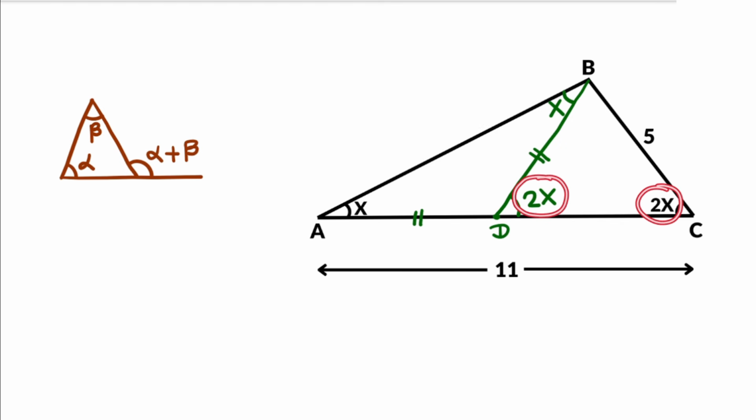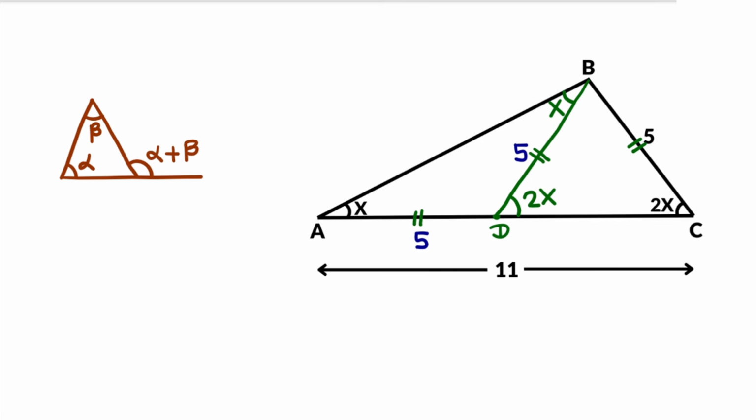And in an isosceles triangle, the sides opposite equal angles must be equal. So side BD is equal to side BC. We already know BC is 5 units. Therefore, BD is also 5 units. And remember, AD is equal to BD. Since BD is 5, AD must also be 5 units.